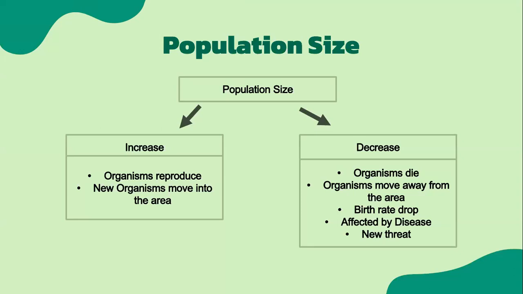How can a population size increase? Population size increases when the organisms reproduce. They give birth to more and more young, or there are new organisms moving to the same area. For example, city X has 1,000 people. Suddenly, after 5 years, city X now has 5,000 people.